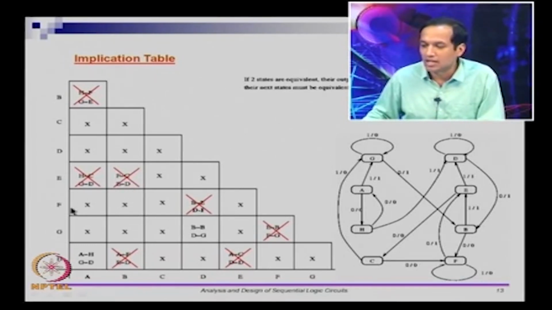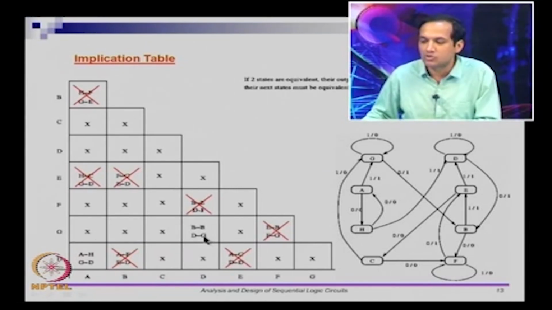Now let us go and look at the table once more. B is equivalent to B and D is equivalent to G, which means there is no precondition anymore. B is equivalent to B is trivially true. For D and G to be equivalent, I want D and G to be equivalent. So that is a tautology, it is always true.